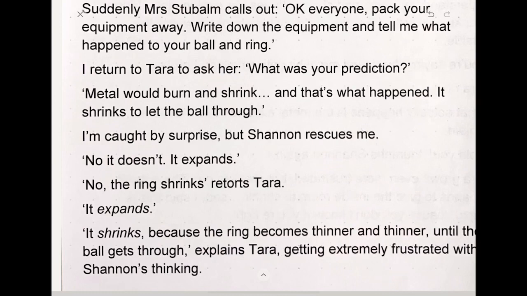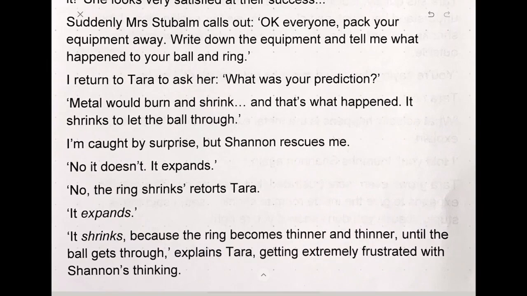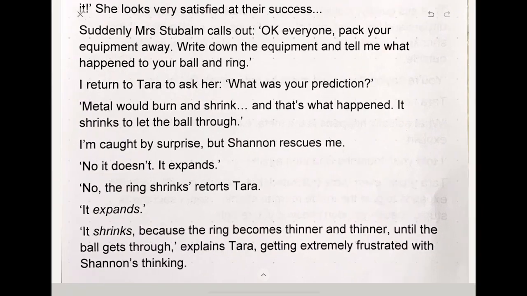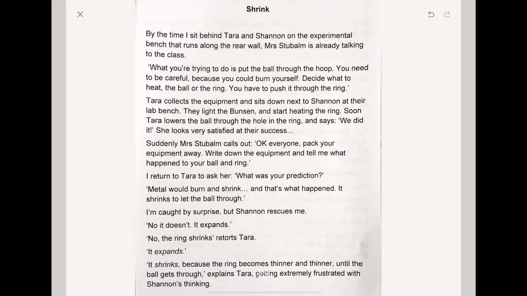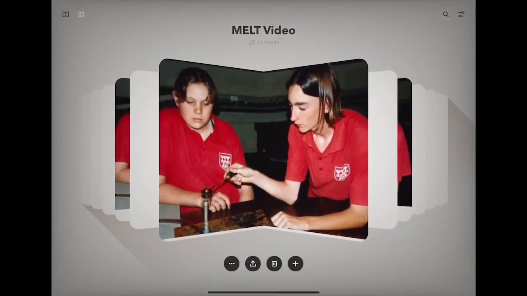I'm caught by a surprise, but Shannon rescues me. "No, it doesn't. It expands." "No, the ring shrinks," retorts Tara. "It expands." "It shrinks because the ring becomes thinner and thinner until the ball gets through," explained Tara, getting extremely frustrated with Shannon's thinking.